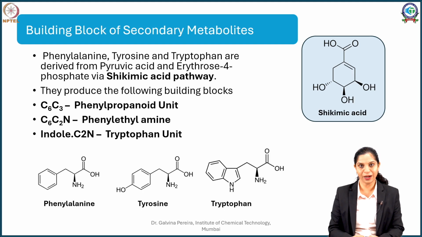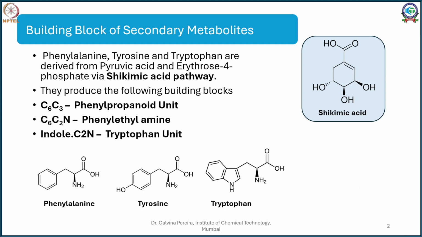Now this shikimic acid pathway via these amino acids gives us a number of building blocks. In the previous sessions we have learnt about the different building blocks. So what building blocks do we derive from the shikimic acid pathway? The first building block that we can derive is your phenylpropanoids. The second one is the phenyl ethyl amine unit, and the third amino acid, that is your tryptophan, contributes to the indole C2N building block, often referred to as the tryptamine building block. So we get C6C3, we get C6C2N and we get indole C2N as building blocks for our secondary metabolites from these essential amino acids.